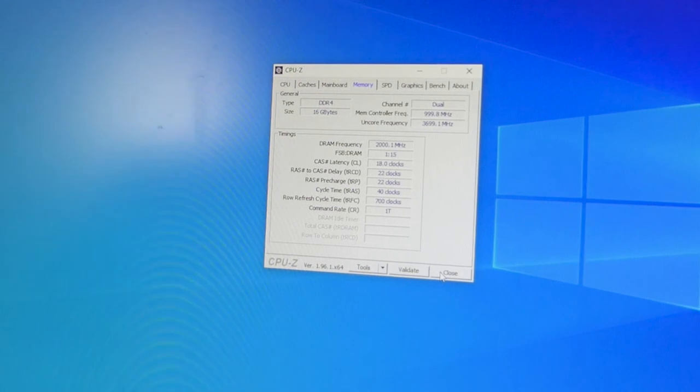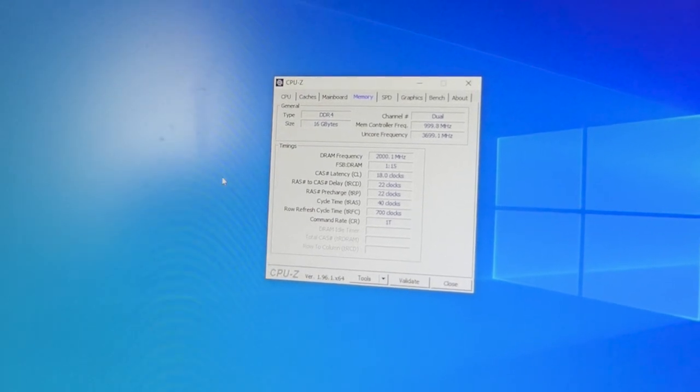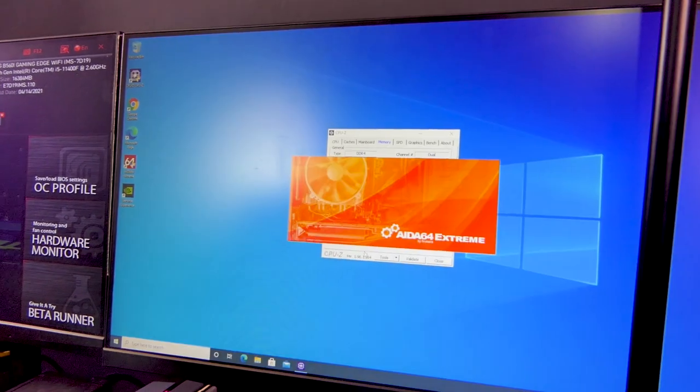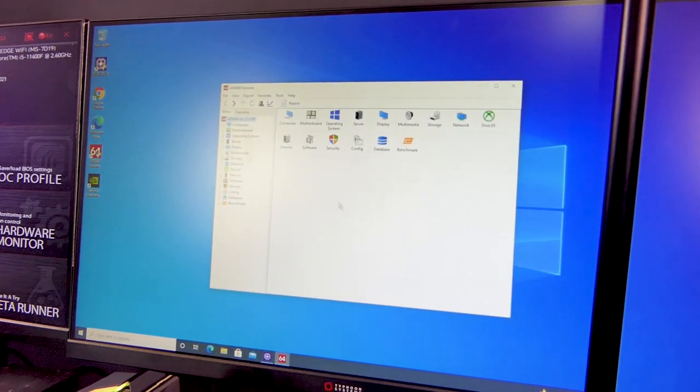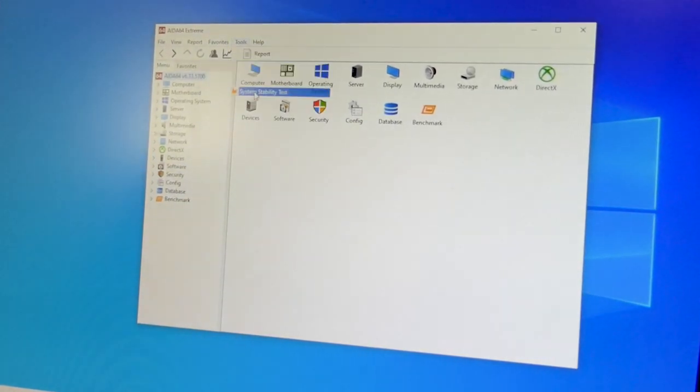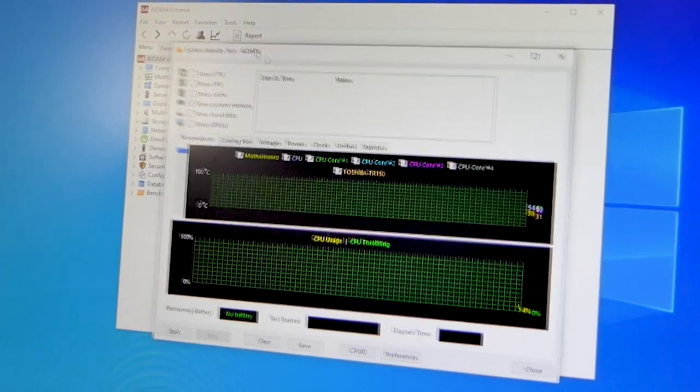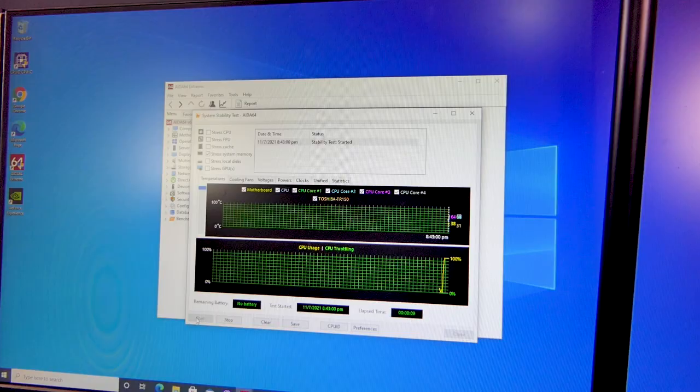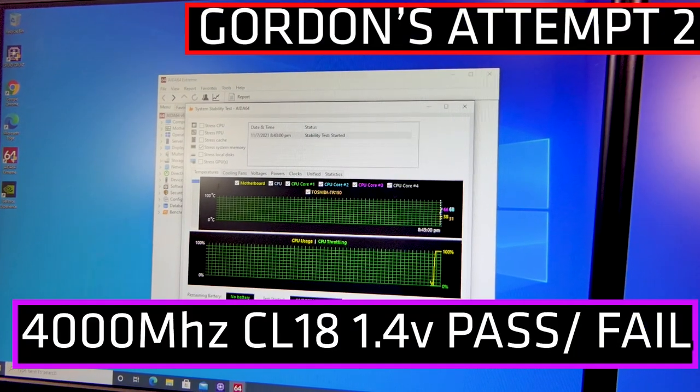Now for the moment of truth, is this a stable overclock? So we shall invite our nasty little friend down here, AIDA64. And we're going to run it for a minute to see whether it crashes. Because we are only going to test system memory, so that's what I'm going to do. Okay, so let's give it a minute.